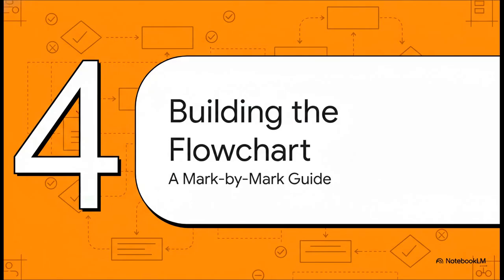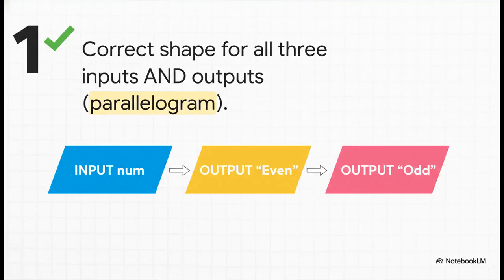All right, let's build this thing. We're going to put our flowchart together piece by piece, literally ticking off 1 mark at a time using that examiner's blueprint we just saw. Okay, mark number 1. It's all about the shapes. The mark scheme is super clear. We need the correct shape for all 3 inputs and outputs, and it even tells us it has to be a parallelogram. Notice they're counting that 1 input and the 2 possible outputs.